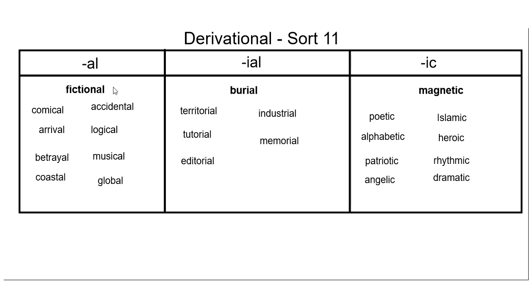Our anchor word fictional has fiction as the root. We know that fiction is a genre of writing, meaning not true writing. When we add the AL, this helps us to distinguish that the writing is not real.